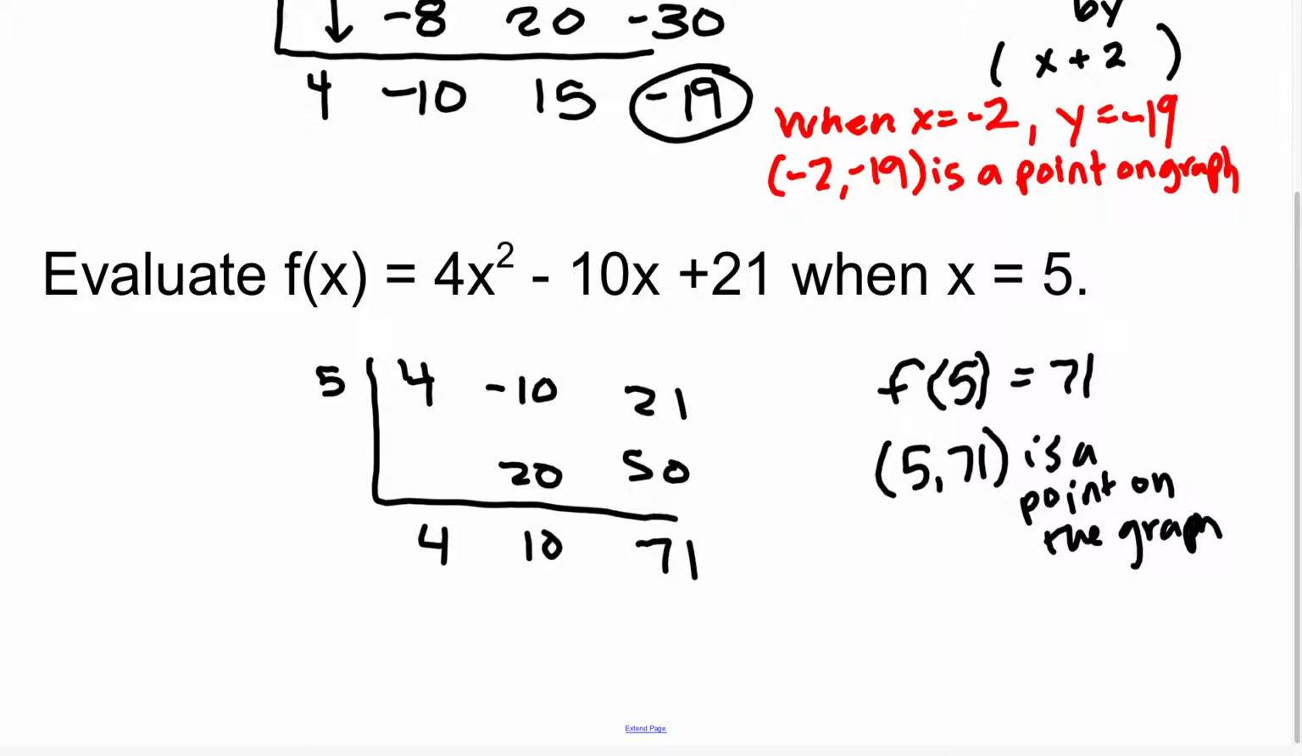If we plugged in 5 using direct substitution, we would get 5 squared, which is 25, times 4 is 100. And then we would minus 10 times 5, which would be minus 50. So 100 minus 50 would be 50. And add 21, and wouldn't we get 71? Yeah. So it's just another way to do evaluations. That's basically the remainder theorem, just saying the number at the end is the value of the function.